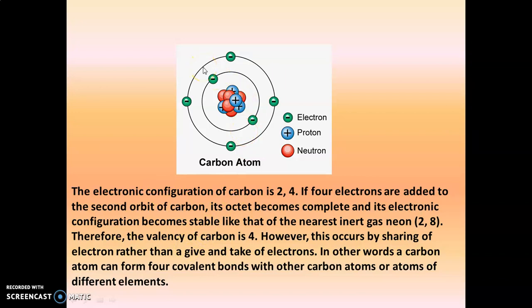Now it is not possible to give away all the 4 electrons, or for carbon to take 4 more electrons. Therefore, instead of complete transfer of electrons, these bonds are formed by sharing of electrons. In other words, a carbon atom can form 4 covalent bonds with other carbon atoms or atoms of different elements. Since it has 4 electrons, it can take 4 more, and thus each will form one covalent bond.